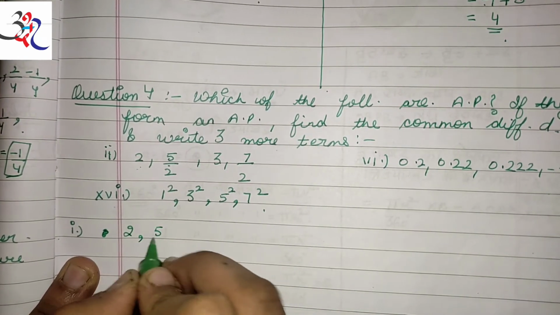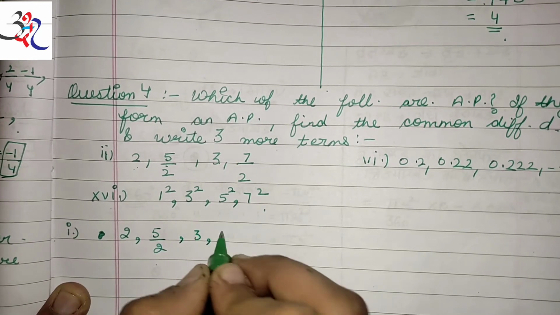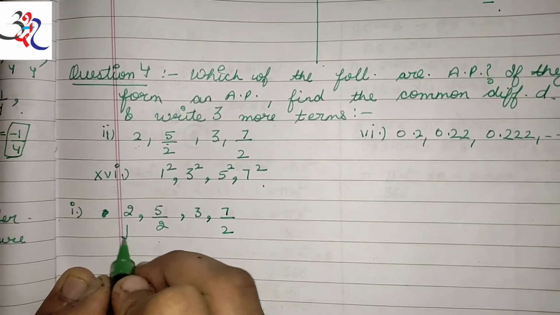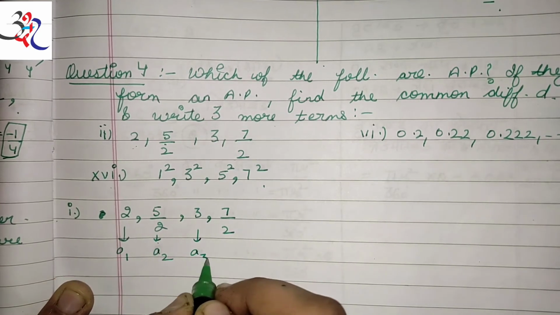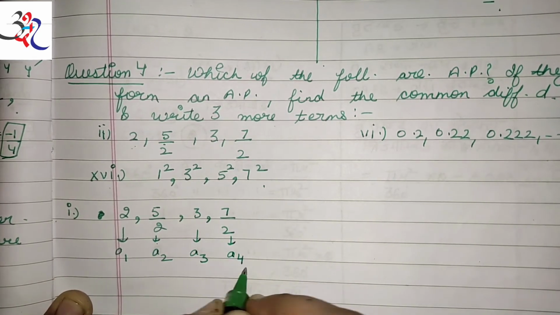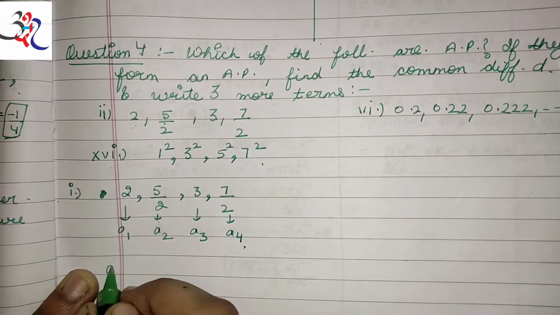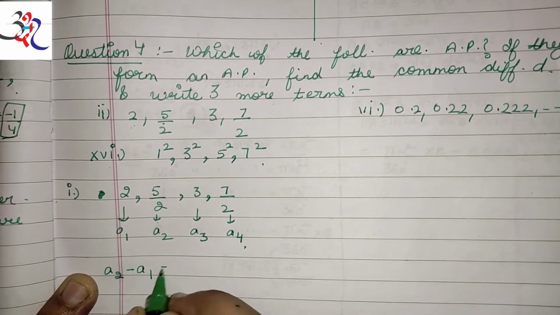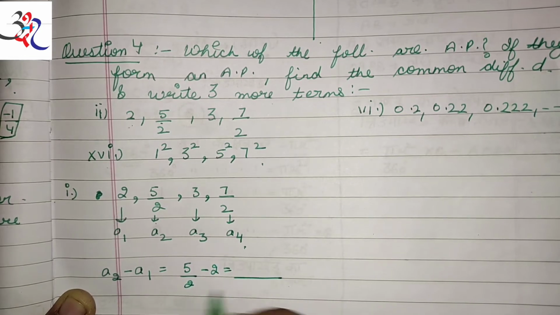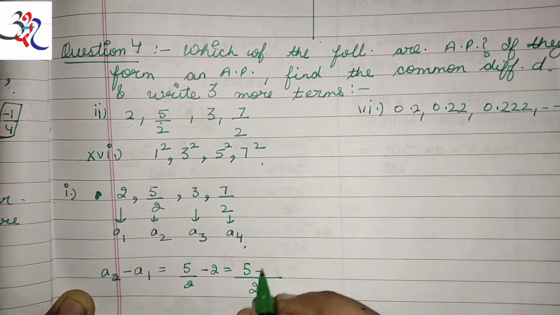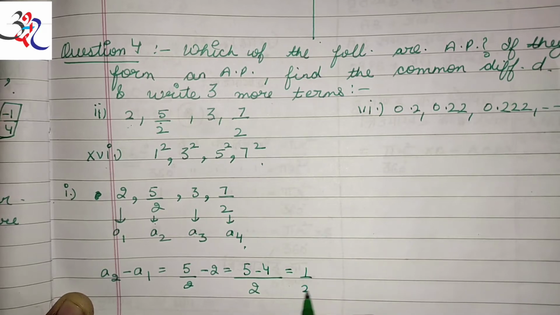Let's take the first part. I have told you in the example also. So this is my first term A1, this is my second term A2, this is my third term A3, and this is my fourth term A4. So let's find out the difference between them. A2 minus A1, 5 by 2 minus 2. It will give you 2 as LCM. 5 minus 4, it will give you 1 by 2.